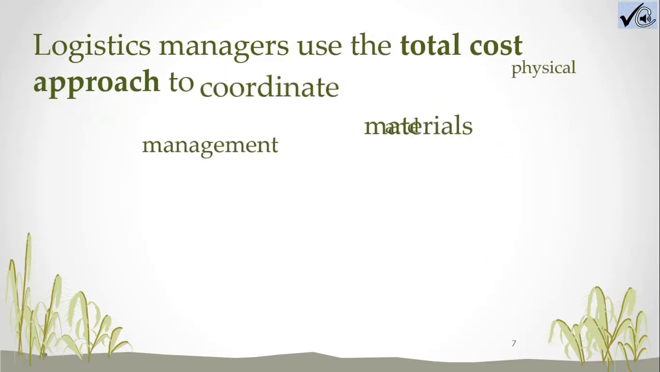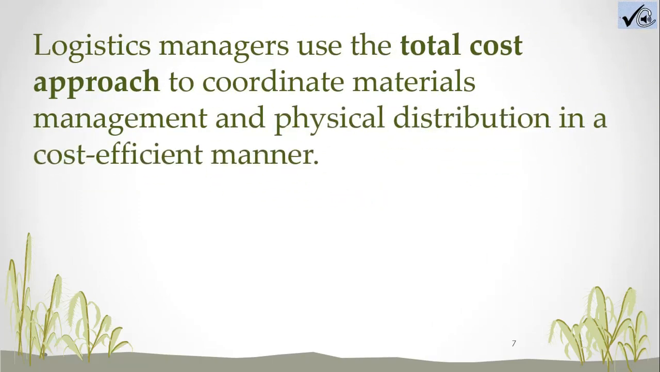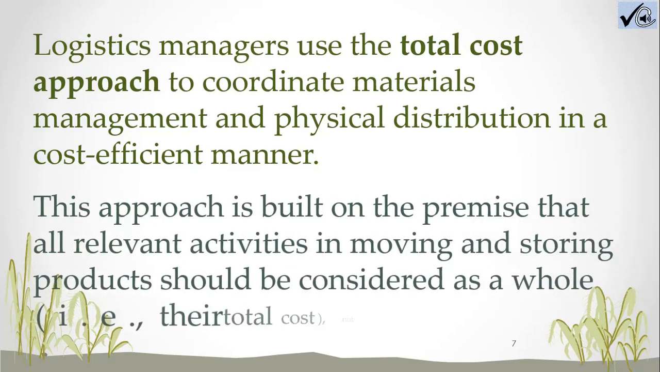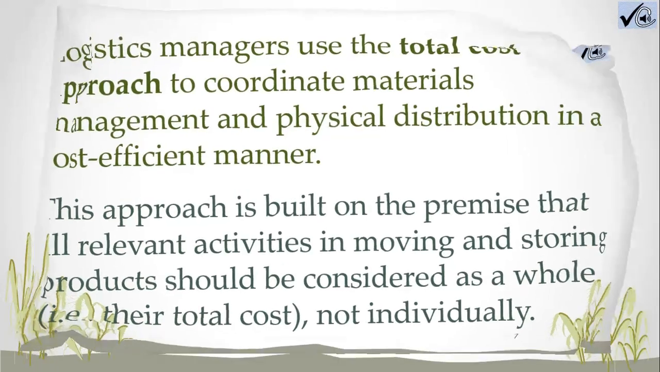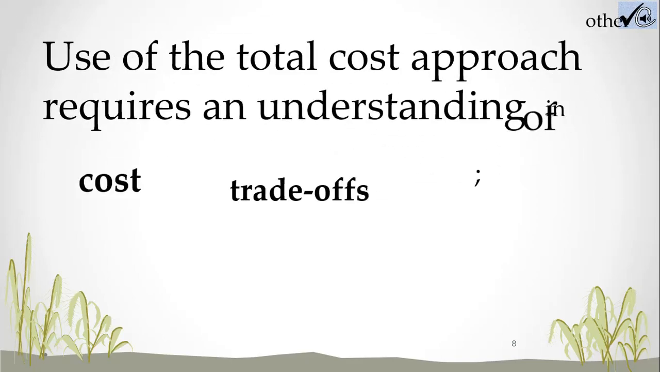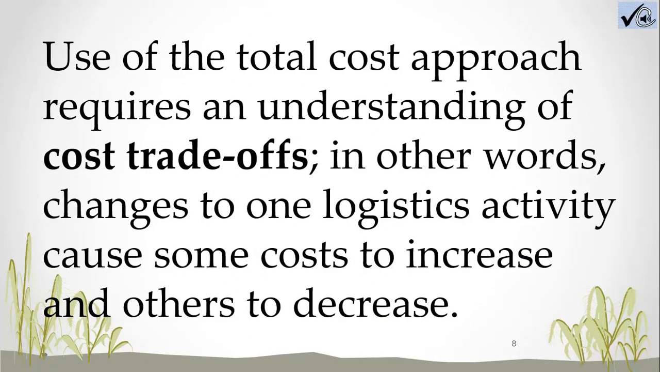Logistics managers use the total cost approach to coordinate materials management and physical distribution in a cost-efficient manner. This approach is built on the premise that all relevant activities in moving and storing products should be considered as a whole. Use of the total cost approach requires an understanding of cost trade-offs. In other words, changes to one logistics activity cause some costs to increase and others to decrease. Importantly, an understanding of logistical cost trade-offs recognizes that the costs of certain logistical activities generally move in opposite directions. As an example, a decrease in transportation costs is often associated with an increase in warehousing costs.